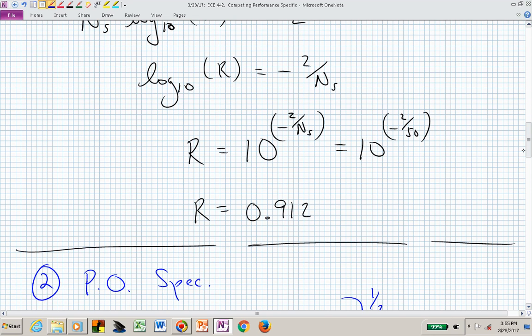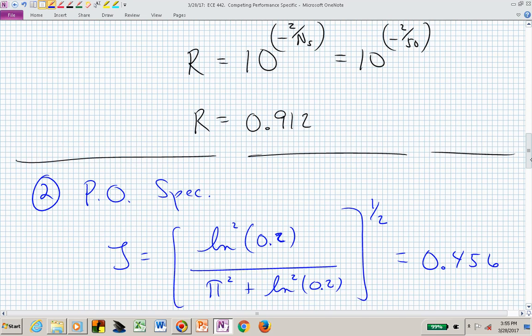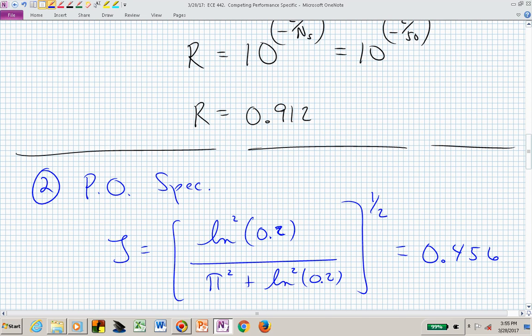Our percent overshoot specification: we said we wanted a 20% overshoot at the most, and we now use this formula for zeta. You could also look this up on a curve that connects the percent overshoot relative to the zeta value. But here, 20 divided by 100, the argument of these natural logs, is now 0.2. We square that, divide by pi squared plus the natural log of 0.02 squared, take the square root, and we end up with a zeta value of 0.456.